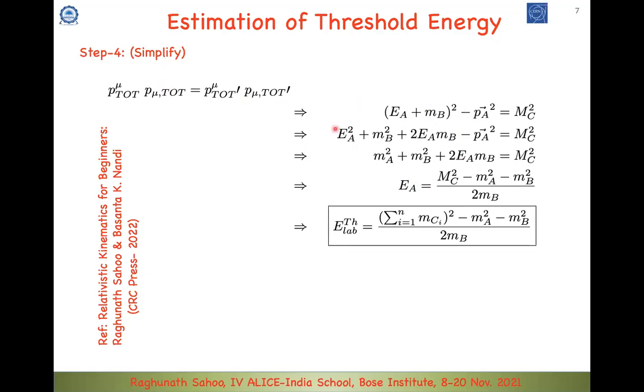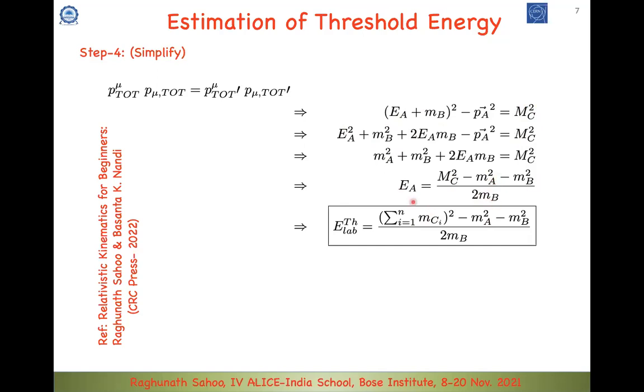You remember, I remind you of that metric. So that takes care of the negative sign. So then you had P_A². So this is equal to the total mass, where I have written the capital M as the summation of all the masses, so (Mc²)². And the momentum of the final state was 0 because it is a threshold production. So once you do a little bit of algebra, you will get E_A equal to (Mc²)² minus M_A² minus M_B², divided by 2M_B.